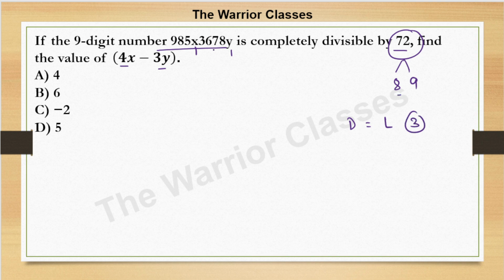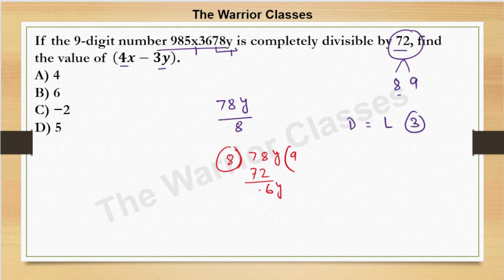Now here the last 3 digits are 7, 8, y. The last 3 digits are 7, 8 and y, and this number is to be totally divisible by 8, right? So we'll divide by 8, it is 7, 8 and y, right? Now 8 nines are 72, and the remainder here will be 6, and here it is y.